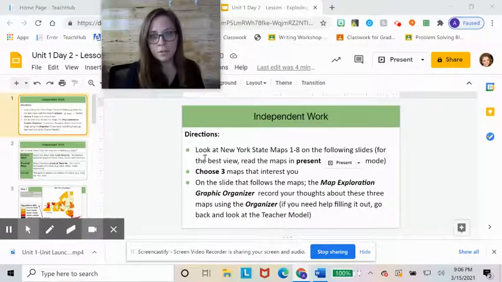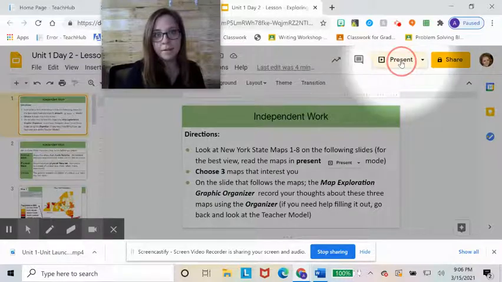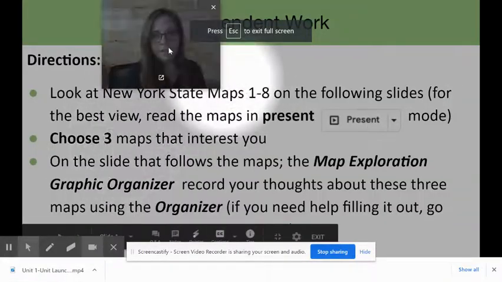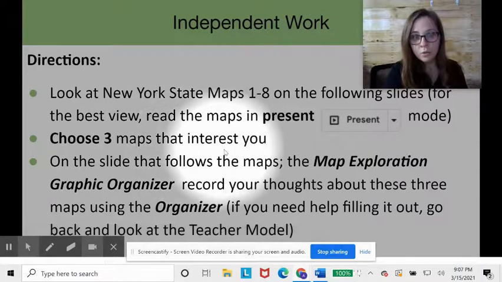So the first thing I'm going to do is read the directions, and it's telling me to look at New York State maps 1 through 8 on the following slides and read the maps in present mode. So I'm going to come up here to present and put this into present so I can see this nice and big. So let's finish reading the directions together. Choose 3 maps that interest you. So you're going to choose 3 maps.